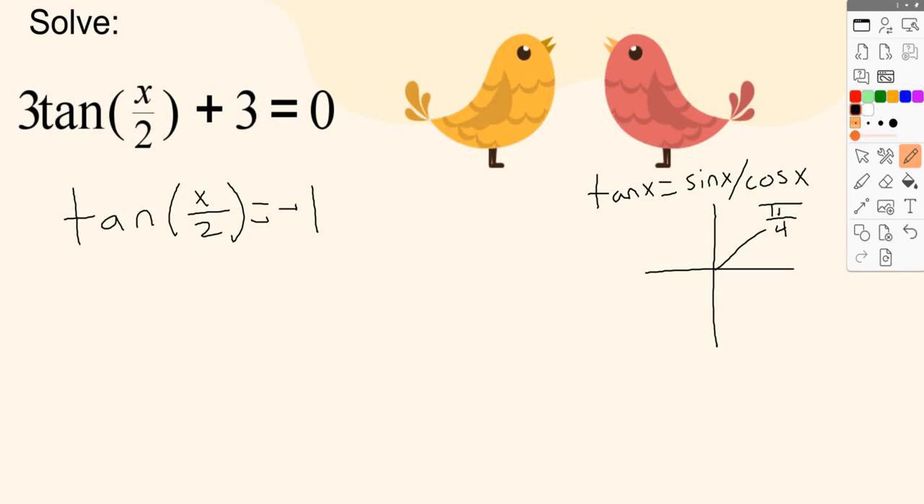Except in my first quadrant, tangent is going to be positive, and we need it specifically to be negative. So which two quadrants is tangent negative in? Second and fourth. Yep. So I need the angles that have 4s in the bottom, but in my second and fourth quadrants: 3 pi over 4 and 7 pi over 4. So those are our answers.